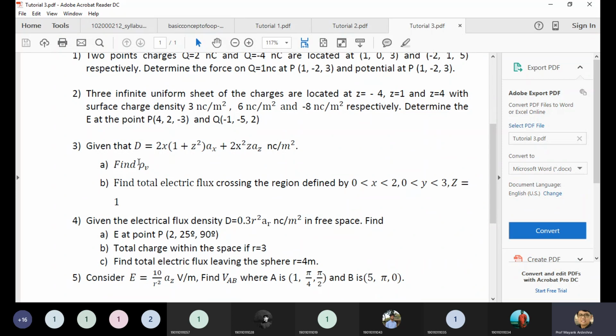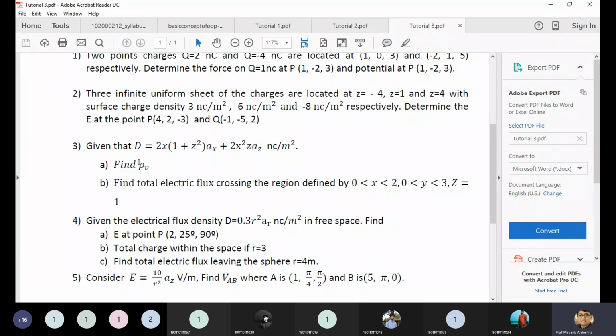In the next example, we derived Maxwell's first equation, del dot D is equal to rho V. So you just have to find the divergence, and it gives me the value of rho V. Second part, find the total flux in a given closed structure, X, Y and Z.